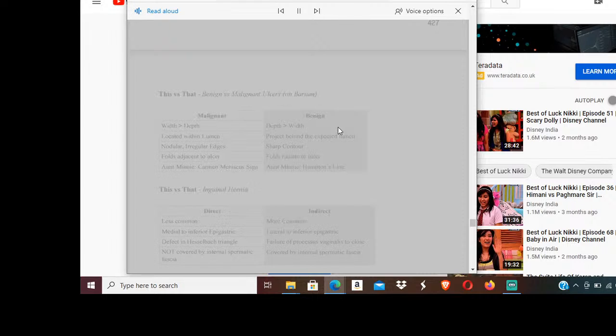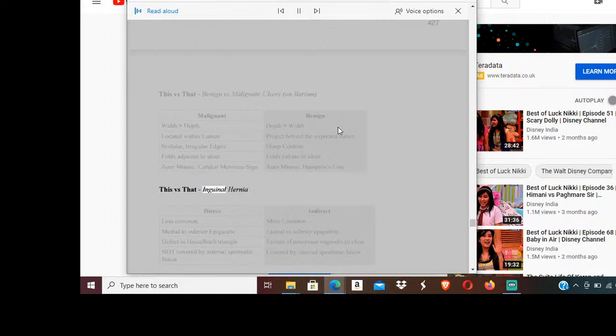427. This vs that, benign vs malignant ulcers on barium. Malignant: width greater than depth, located within the lumen, nodular, irregular edges, folds adjacent to the ulcer are nodular, Carman meniscus sign.